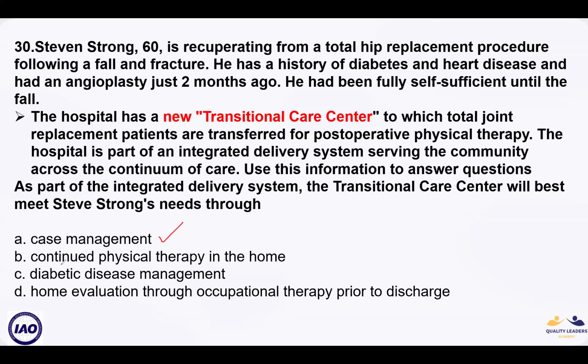Continued physical therapy at home, it only looks into physiotherapy and it ignores cardiac and the other things, right? So this is not the right option. Diabetes disease management, again, this is disease specific. This is only looking at diabetes lens and not the other things. It's ignoring all other things. Home evaluation through occupational therapy, again, the single focus.